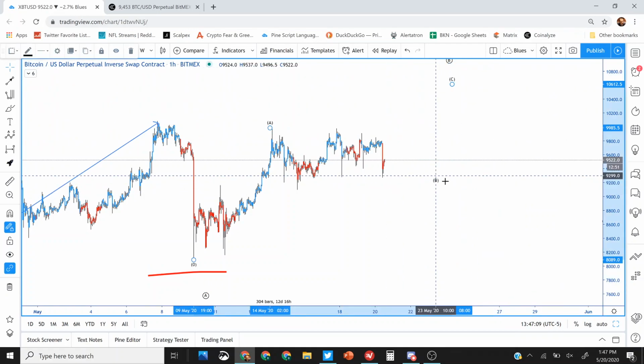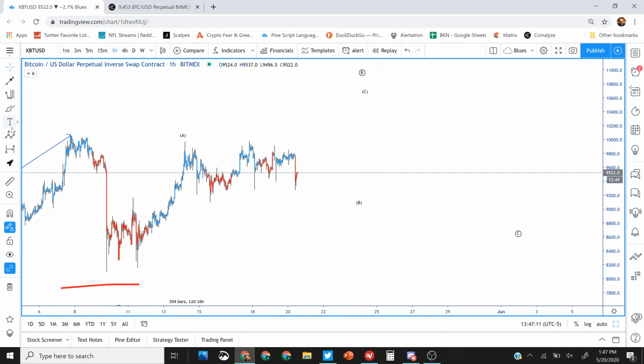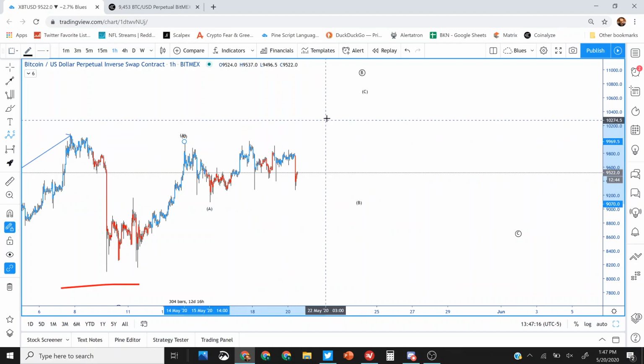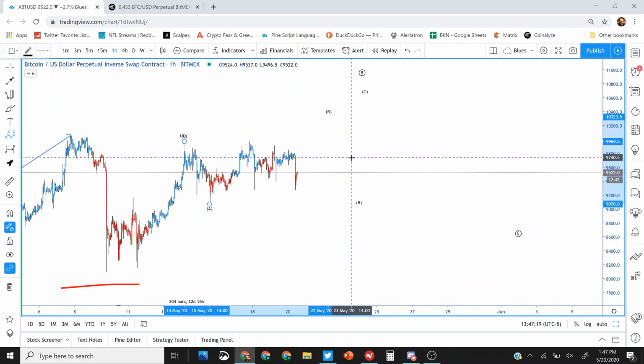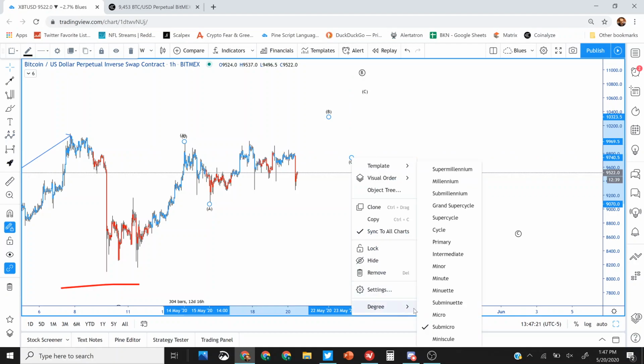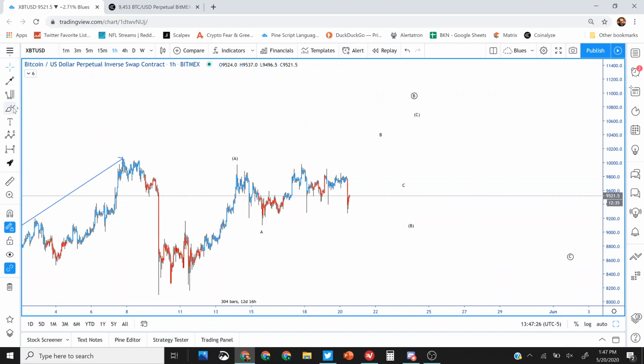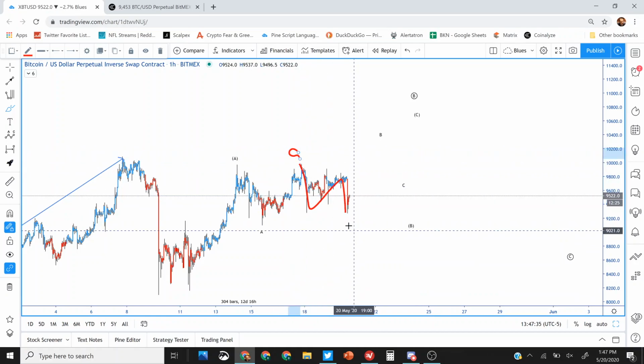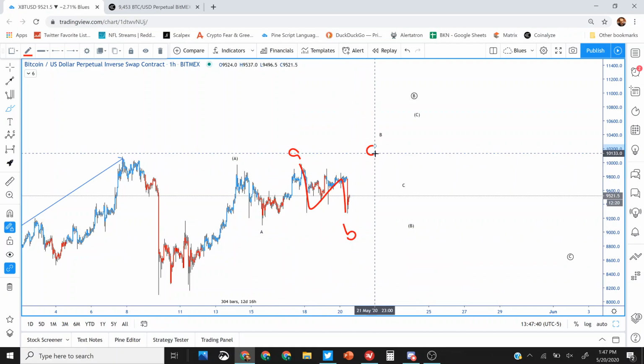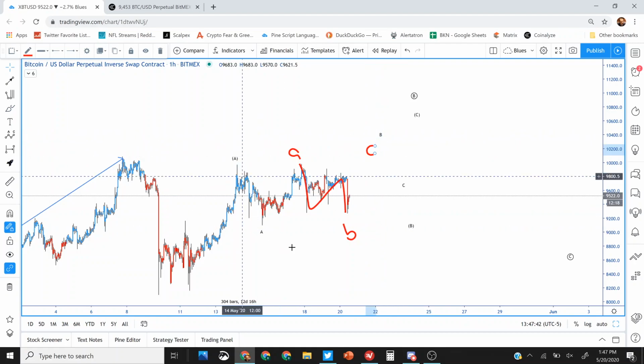But it's also possible that this is not complete at all, that we have something more like this, with an A down, a complex B, and a C before another move up. I do think this is running towards the upside. But you can see here, 3 waves confirmed on MACD would make an A up, a B down, and a C up to complete this B wave.